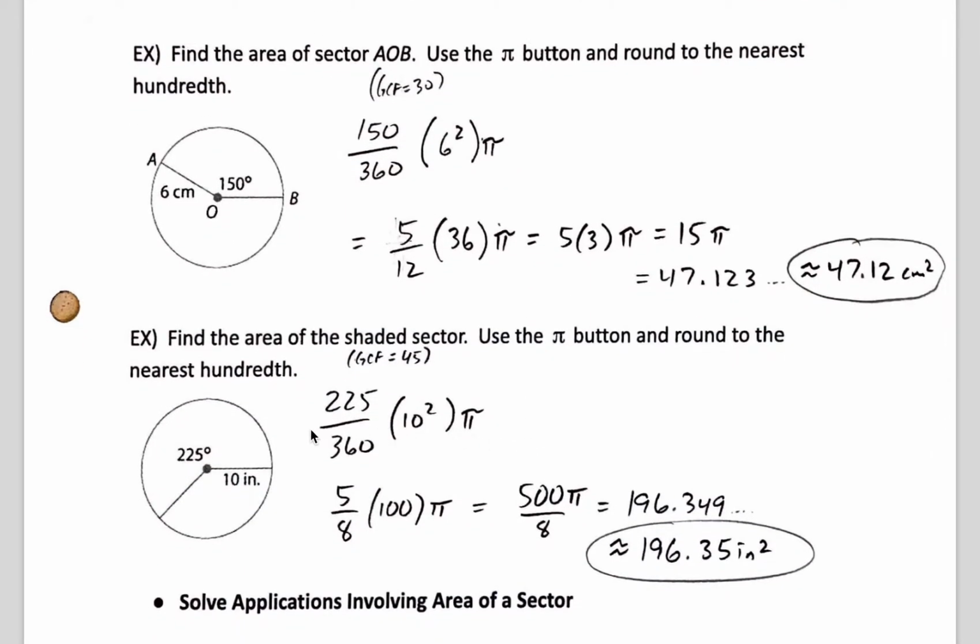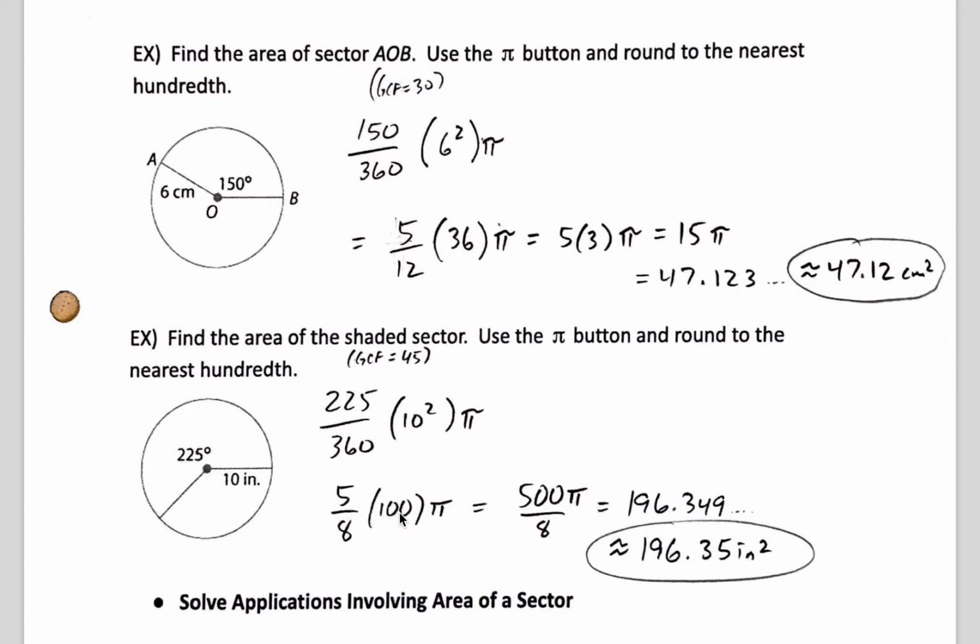Doing another one that looks real similar. This time our angle measure is 225 degrees, so 225 out of 360 is the fraction of our area. We have a radius, so let's plug that into our area formula and square that. So 10 squared is 100. If we divide this fraction by 45, we can reduce it in one step. Doesn't matter if you reduce it in multiple steps, as long as you get to the very end here. Final reduced form is 5/8.